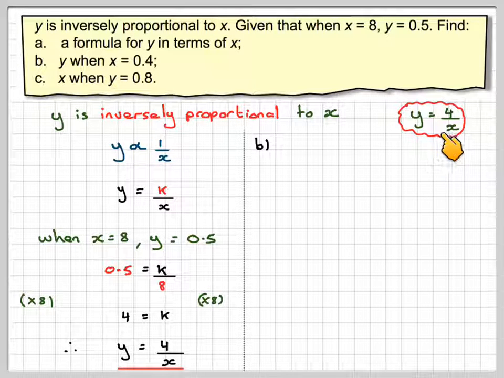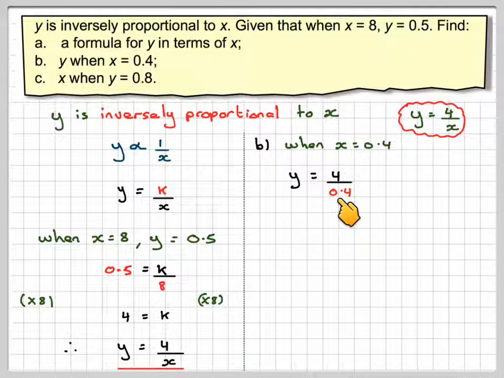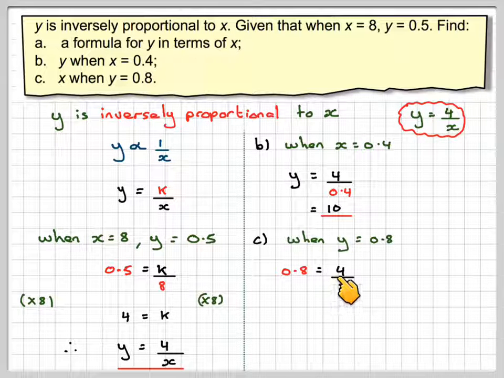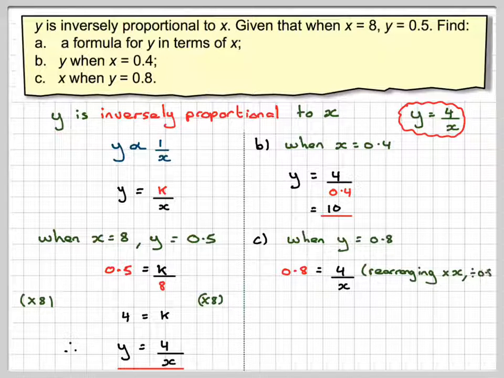So for b, when y is equal to 4 over x, when x is equal to 0.4, y will be equal to 4 divided by 0.4, which is 10. And when y is equal to 0.8, we get that 0.8 is 4 over x. So we need to rearrange this. We take the x up here and the 0.8 down here, just remembering our rules of algebra. So we get x is equal to 4 over 0.8, which gives the answer of 5.